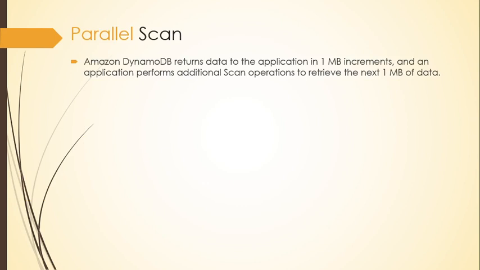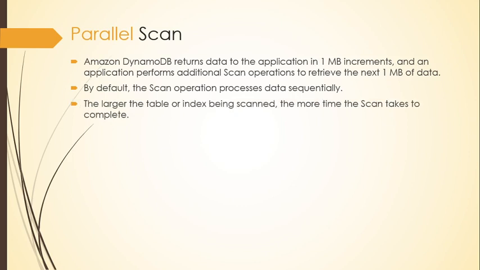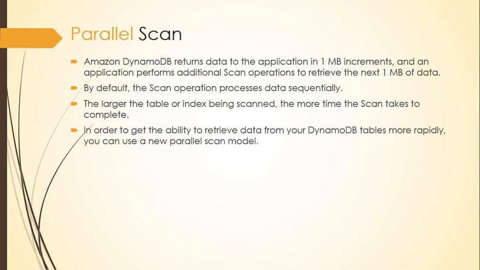Amazon DynamoDB returns data to the application in 1 MB increments, and an application performs additional scan operations to retrieve the next 1 MB of data. By default, the scan operation processes data sequentially. The larger the table or index being scanned, the more time the scan takes to complete. In order to retrieve data from your DynamoDB tables more rapidly, you can use the parallel scan model. So what is the overall idea here?